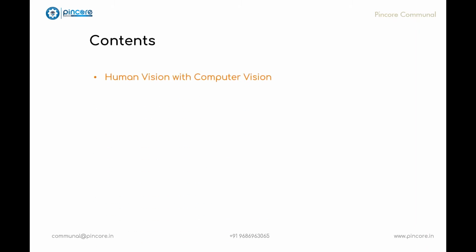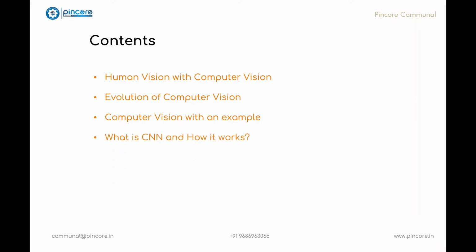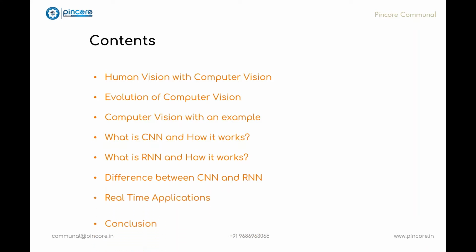First, we'll know about human vision along with computer vision. Then comes the evolution of computer vision. Then we will understand what computer vision is with an example. Then we will see what is CNN and how does it work. Similarly, we will see what is meant by RNN and how it works. It is followed by the difference between CNN and RNN, and then we will see the real-time applications of computer vision.